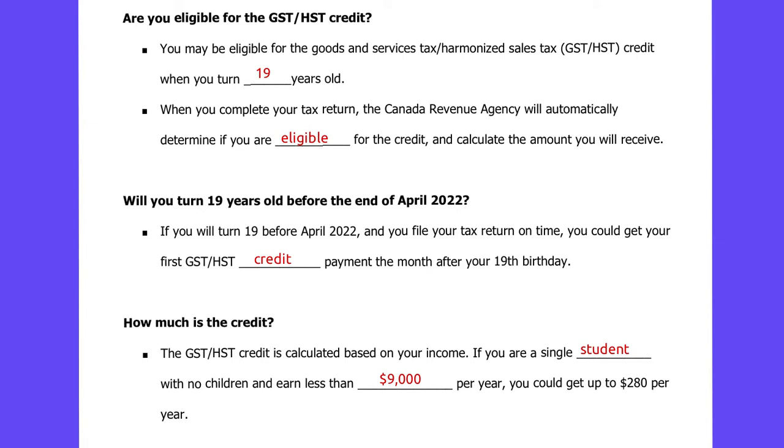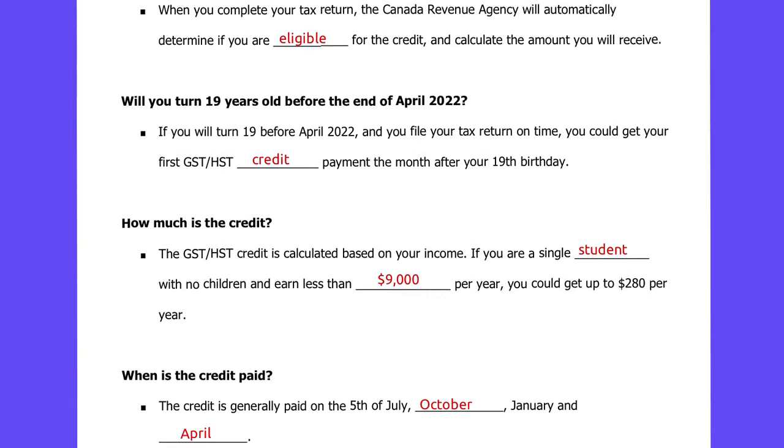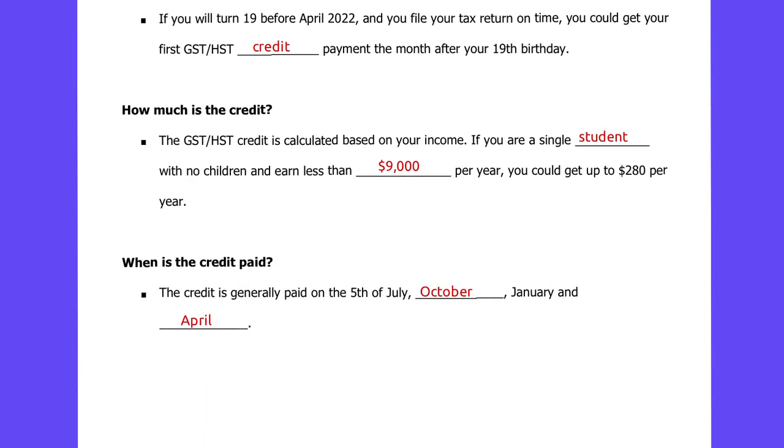For us in this class this year, this school calendar year, think about whether or not you're going to be turning 19 before the end of April 2022. So that's later on next semester. If you are going to be 19 before that date and you file your taxes on time, then you could get a GST/HST credit shortly after your 19th birthday.